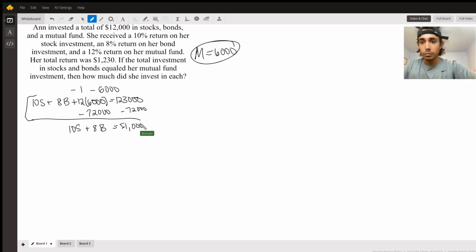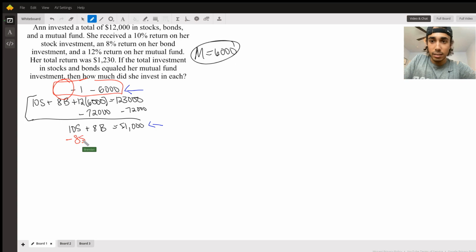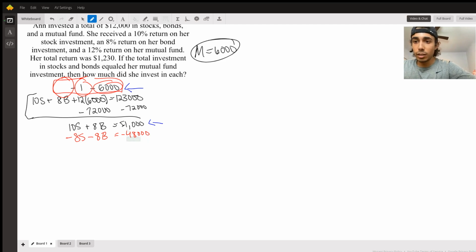51,000. Okay, so now we've got our two equations, two variables. We've got one here, we've got one here, and we want to get some opposites. So I'm going to multiply the top one by -8 so that we can eliminate the b. S times -8 is -8s. B times -8 is -8b. 6,000 times -8 is -48,000.